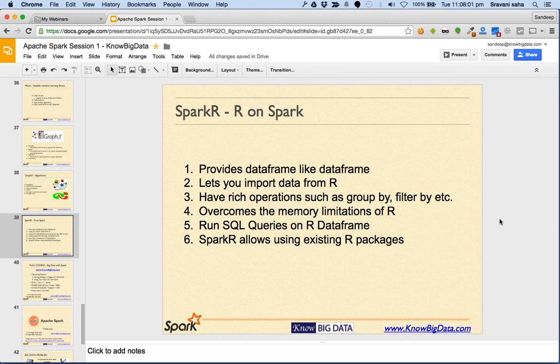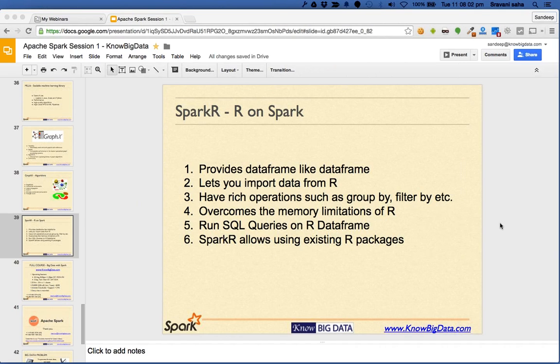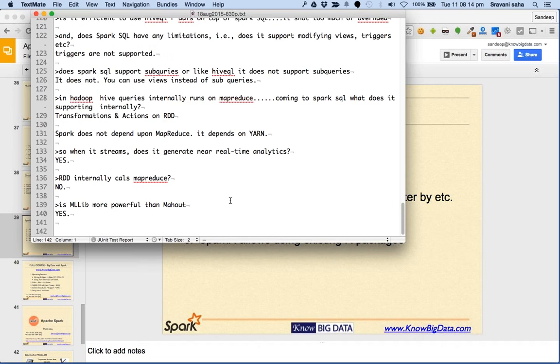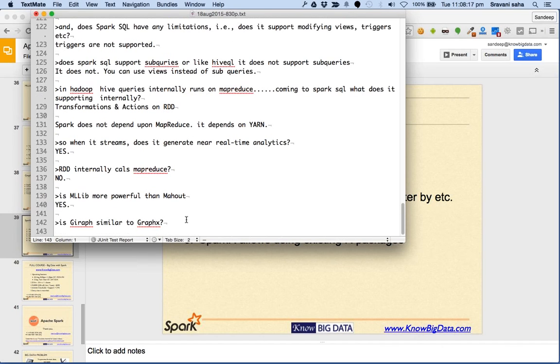All right, good, brilliant, and all right. So Shashankar's question is, thank you, Shashankar. Is Giraffe similar to GraphX?